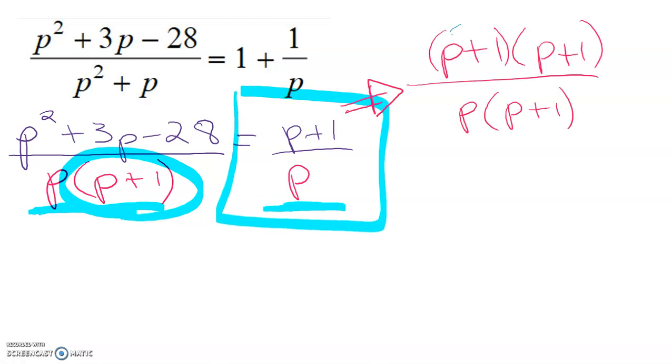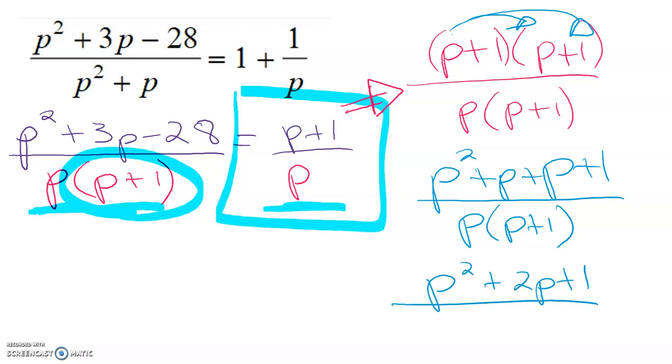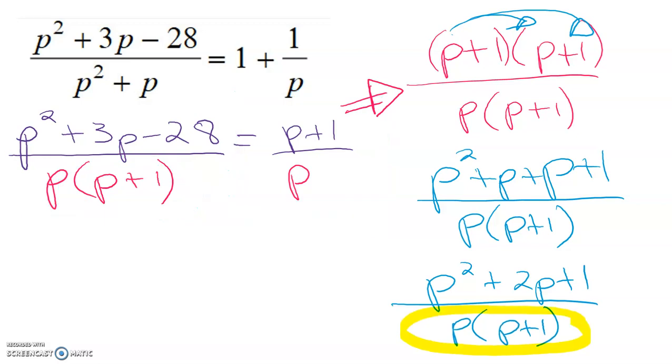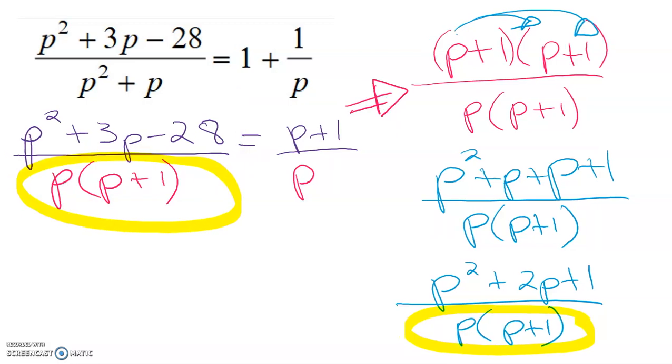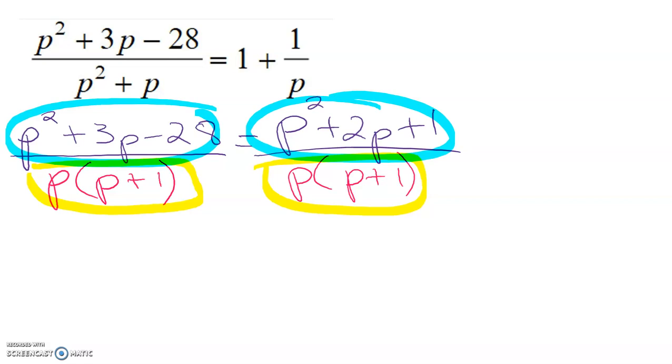So we can do that just by expanding the brackets. So p times p is p squared, plus 1p is p, plus another p is p, and plus 1, all over p plus 1. So we end up with p squared plus 2p plus 1, all over p plus 1. And now that we have our right hand denominator and our left hand denominator equal, we can equate the numerators. Just to make it a little clearer, I've just written it back in the left hand and right hand side, and you can see that these two denominators are equal. Therefore the numerators are also equal, and we can go ahead and solve.